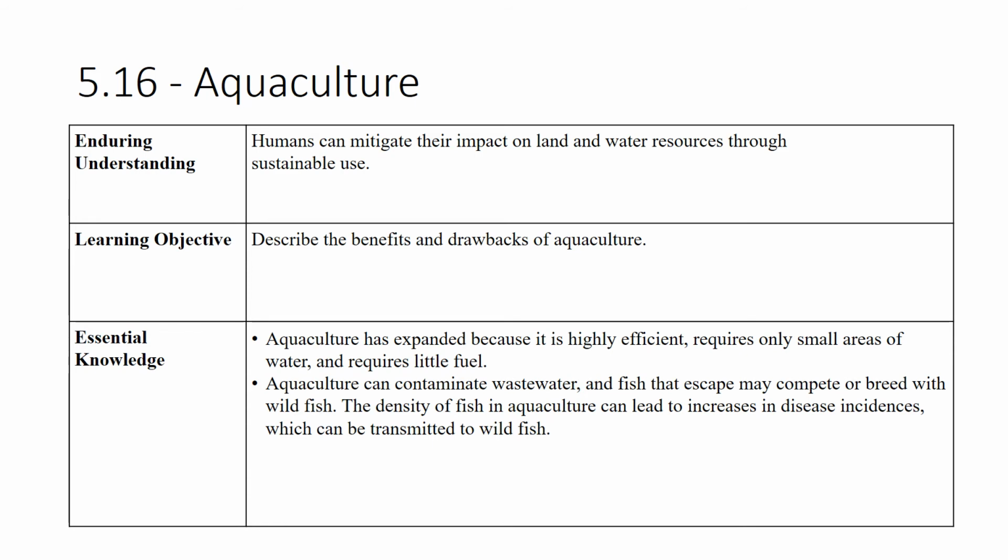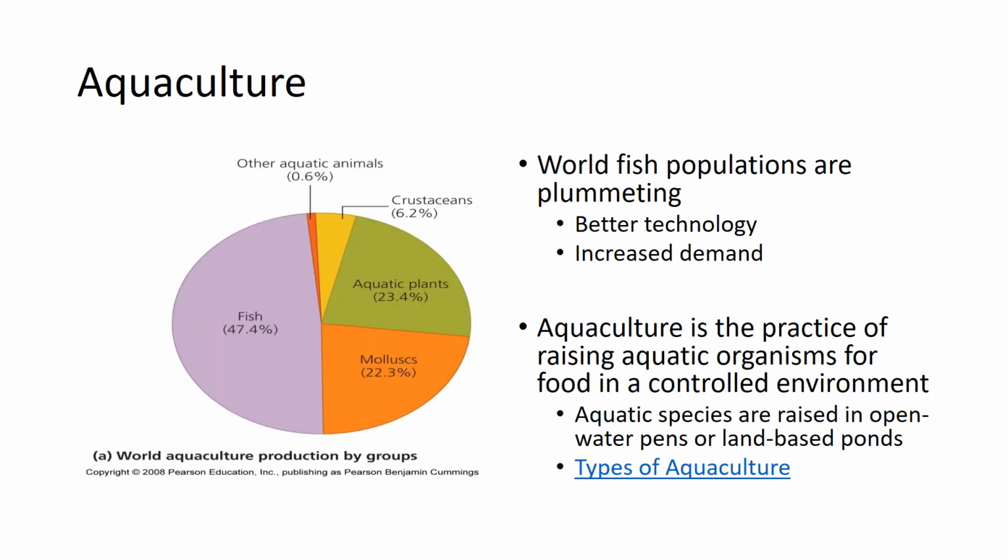So, aquaculture is another form of agriculture, only this time we're growing fish. And aquaculture is great because it's reducing the amount of overharvesting of our oceans. But aquaculture also obviously has its issues. Basically, aquatic species are raised in some sort of pen or pond or even nets.